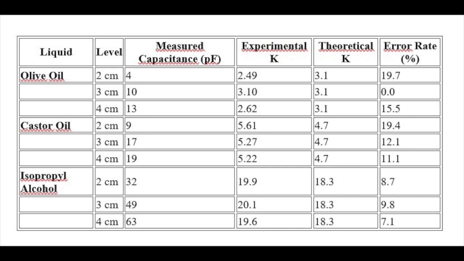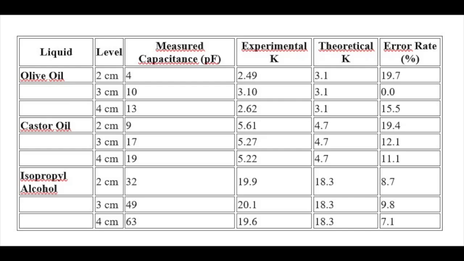Isopropyl alcohol was the closest one. At 2 centimeters, I measured 32 picofarads with an 8.7 percent error. At 3 centimeters, I measured 49 picofarads, leading to a 9.8% error. At 4 centimeters, I got 63 picofarads with 7.1% error. Pretty consistent across the board.